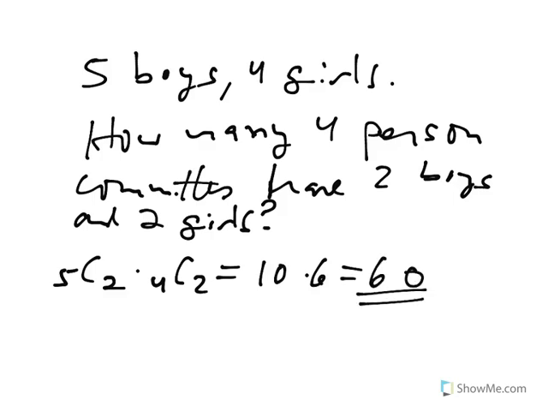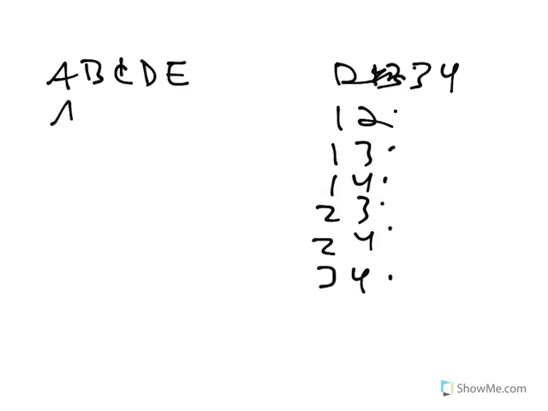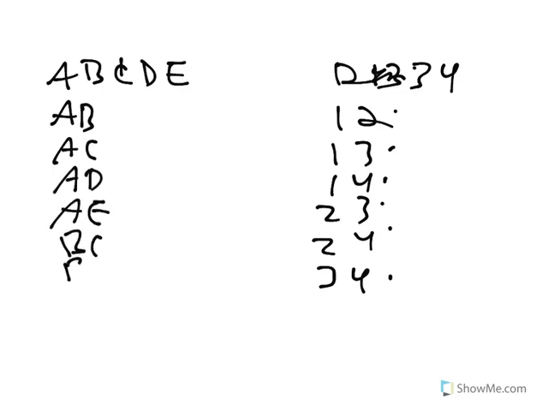The reason why you multiply those together is, if my boys I'm going to call A, B, C, D, E, and the girls I'll call 1, 2, 3, 4. So the 4C2 equals 6 is because 1,2, 1,3, 1,4, 2,3, 2,4, 3,4. That's 1, 2, 3, 4, 5, 6 ways of picking 2 girls. And the boys, I can get AB, AC, AD, AE, BC, BD, BE, CD, CE, DE. Here's 1, 2, 3, 4, 5, 6, 7, 8, 9, 10 ways.